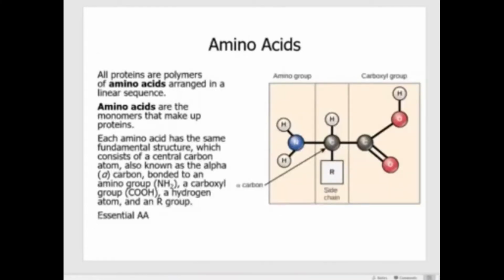And then you'll see essential amino acids. We have 20 different kinds of amino acids in our body, and we don't have the ability to produce about half of them. So those amino acids are considered essential amino acids, meaning your body cannot produce them, so you have to get them from your diet.